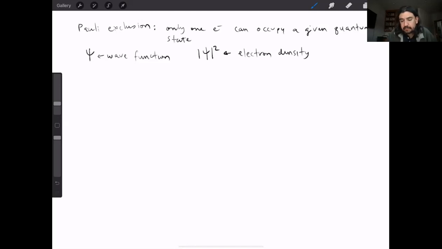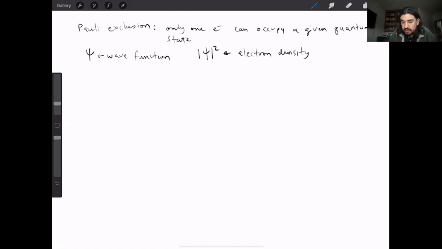So this Pauli exclusion principle and the behavior of waves, in this case the wave function, which tells you how much electron density is in a space, are the important things to have. And remember, we're talking about electrons, so it has a particular charge.